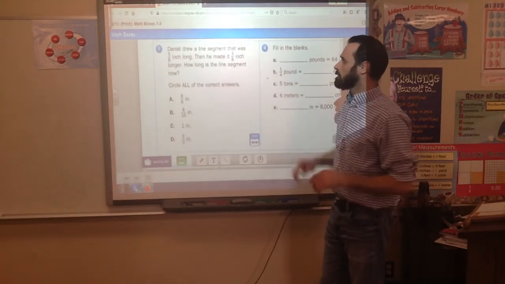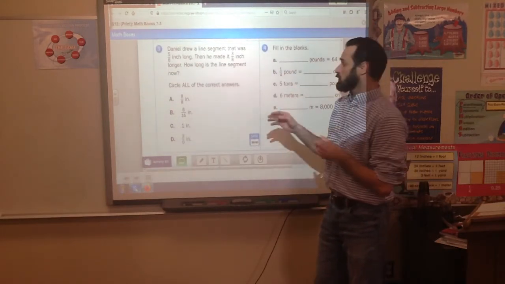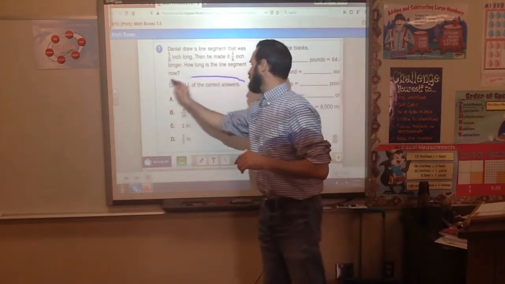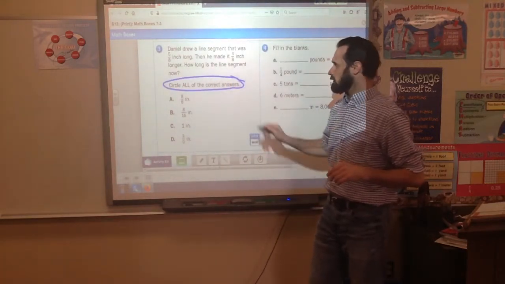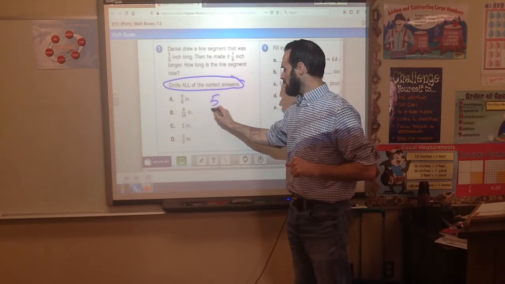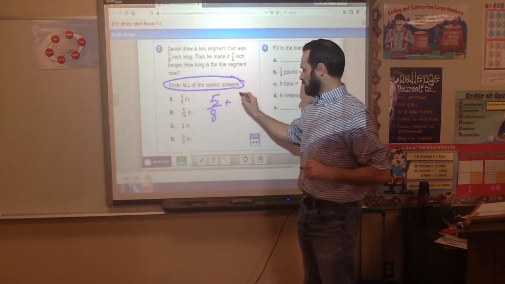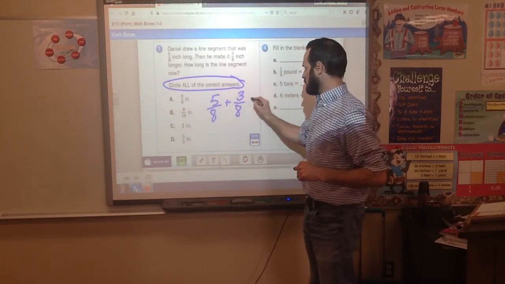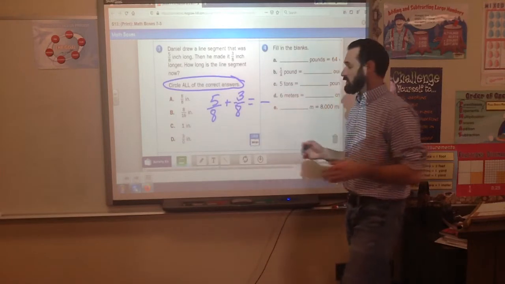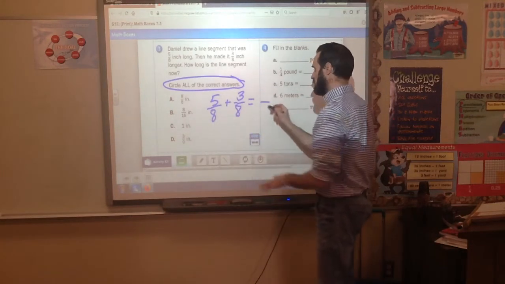Okay, in this one, I said that there's probably more than one answer because it says circle all the correct answers. Well, if you did 5/8 plus 3/8, when you add fractions, our denominator doesn't change.